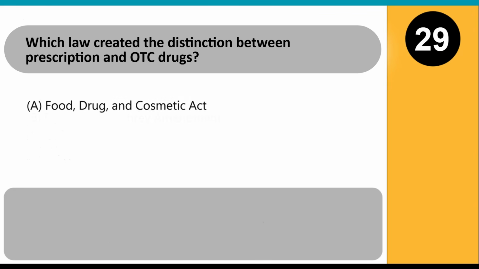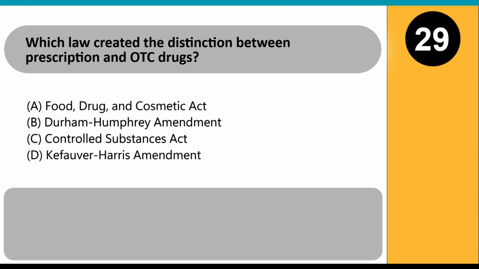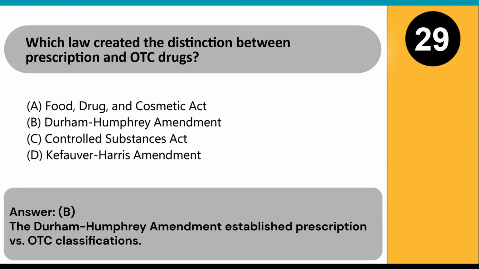Which law created the distinction between prescription and OTC drugs? A. Food, Drug, and Cosmetic Act. B. Durham-Humphrey Amendment. C. Controlled Substances Act. D. Kefauver-Harris Amendment. Answer: B. The Durham-Humphrey Amendment established prescription versus OTC classifications.